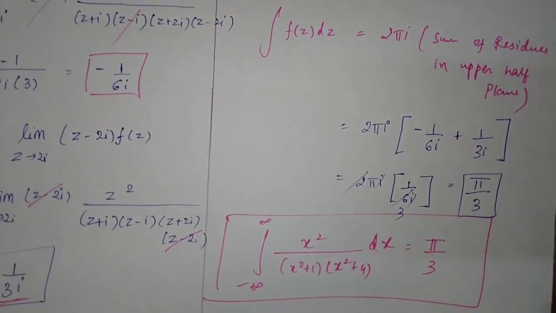Okay. So this method is very simple. You just have to find the residue of the poles in the upper half plane only.